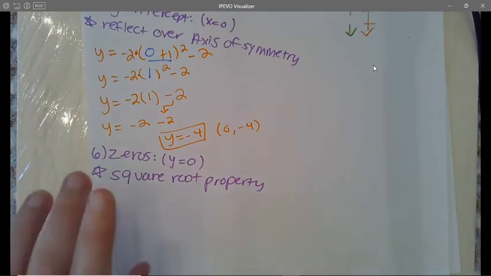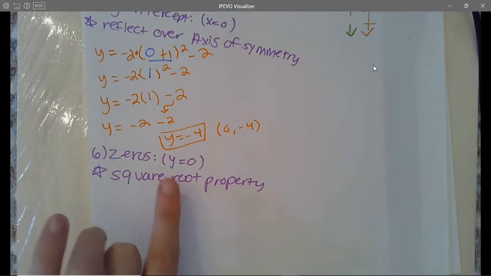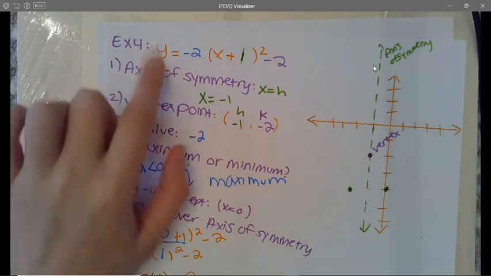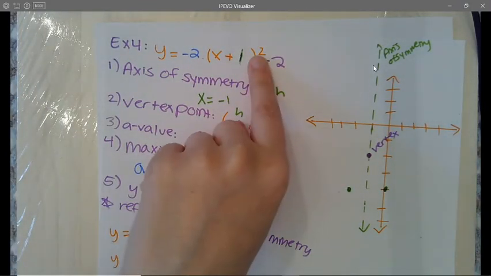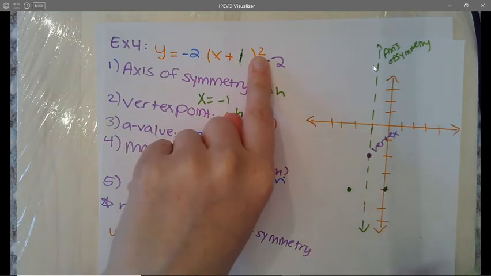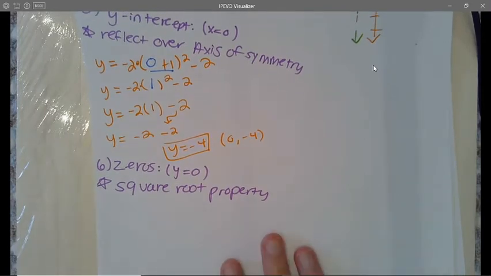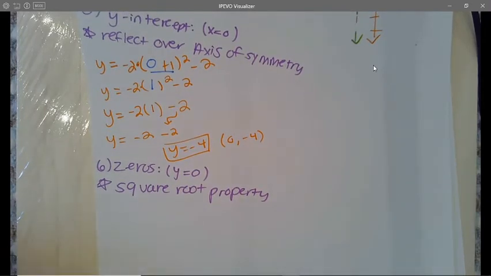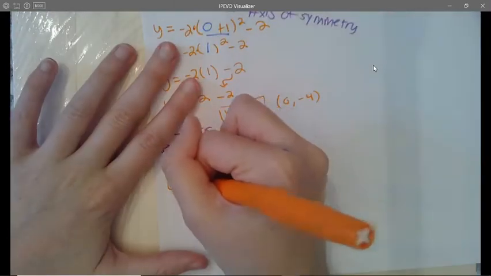The last step is to find the zeros, which remember, that's the same thing as your x-intercepts. So I'm going to make y equal to 0. I'm going to change this y right here to a 0 and then solve for x. And don't forget, since we have a squared in the problem, that means eventually we're going to have to take a square root, which means we're using the square root property. Okay, so let's go. So my y is now a 0 equals negative 2 times x plus 1 squared, then minus 2.